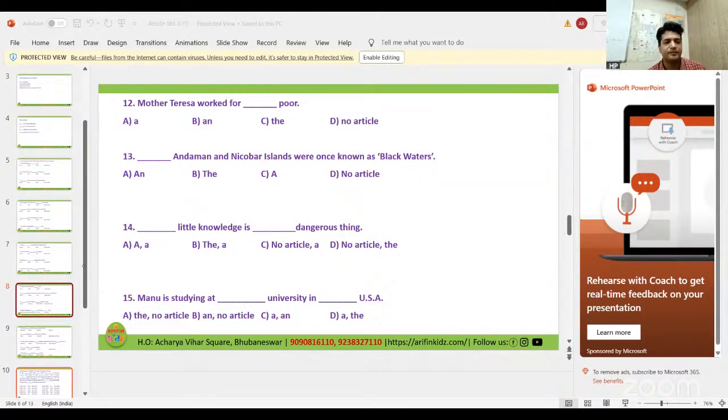Similarly, we have Andaman Nicobar Island were once known as black waters. क्या होगा? Right? We want to specify one particular island, right? So it is the. Now, number 14, what can be the answer of this? It's a general truth, right? It's a general statement.